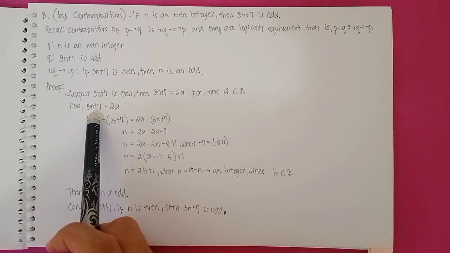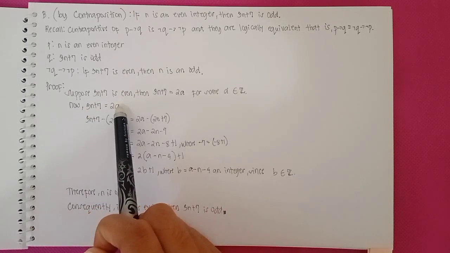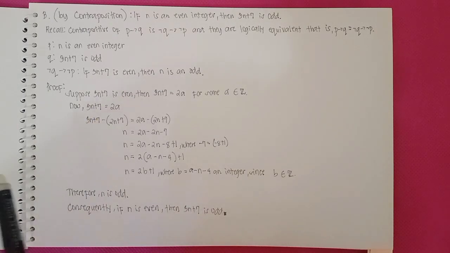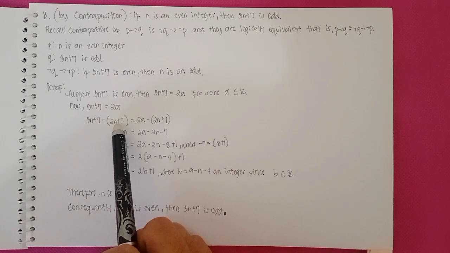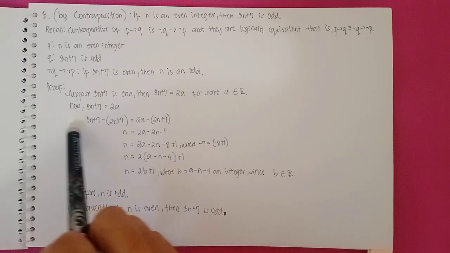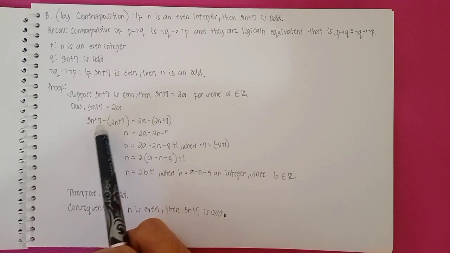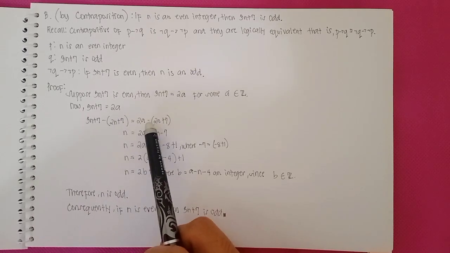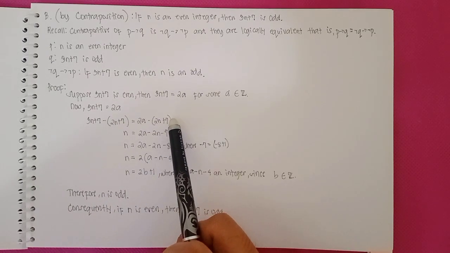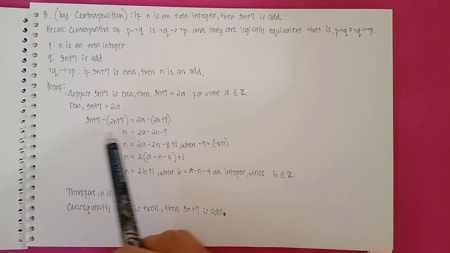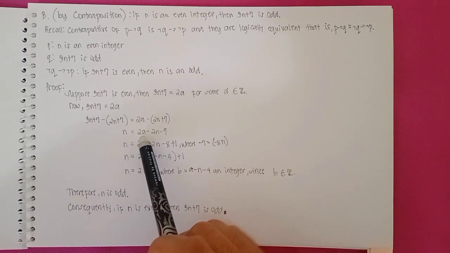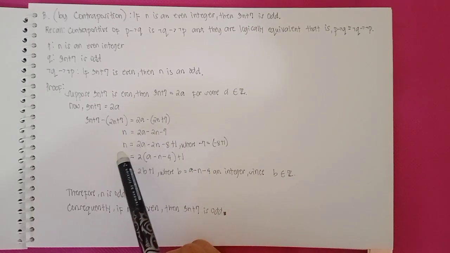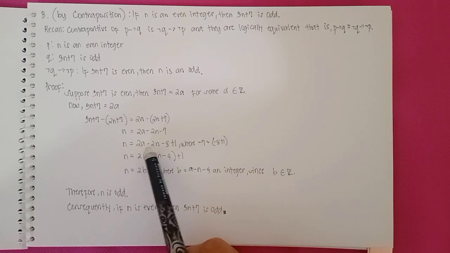Now, 3n plus 7 equals 2a. And then subtract both sides by 2n plus 7. So we have the equation here. 3n plus 7 minus (2n plus 7) equals 2a minus (2n plus 7). And then simplify. Then we have n equals 2a minus 2n minus 7. n equals 2a minus 2n minus 7.